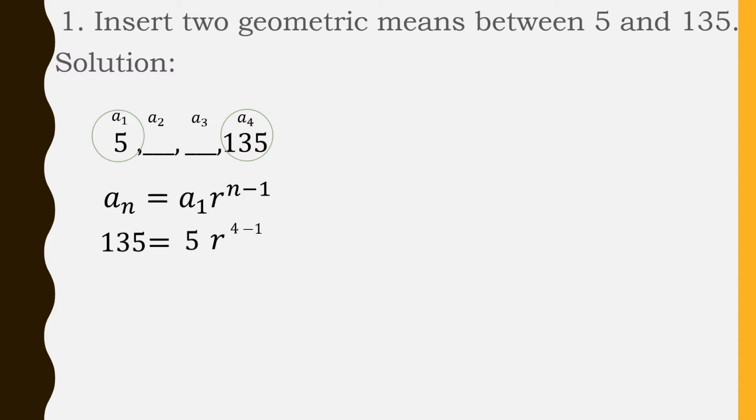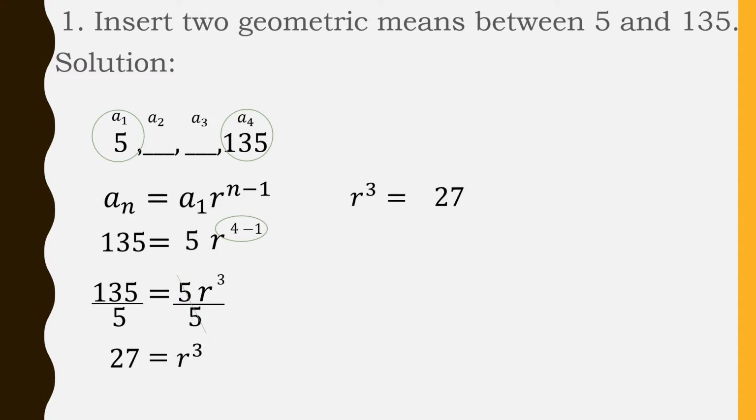Next, copy the rest and simplify the exponent first. 4 minus 1 is just 3. Then we divide both sides by 5 to solve for r cubed. 135 divided by 5 is 27, and 5 divided by 5 is 1. So what's left is r cubed. Next, let us reverse this: 27 equals r cubed is the same as r cubed equals 27.